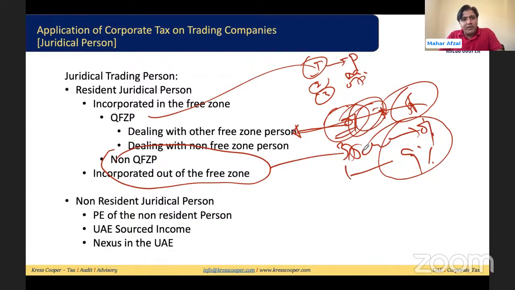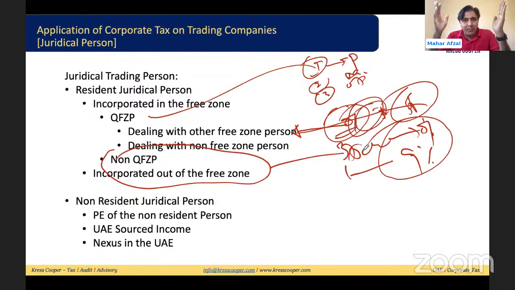The third possibility, as I mentioned: a resident juridical person we have discussed. Now there is a possibility that the person is a non-resident juridical person. Non-resident means the company is out of the UAE, but the company is engaged in the trading business. Assuming there is a company in the UK, and this company has a branch in the UAE, but the company is being controlled and managed out of the UAE. Once it is controlled and managed out of the UAE, it will be considered a non-resident juridical person.